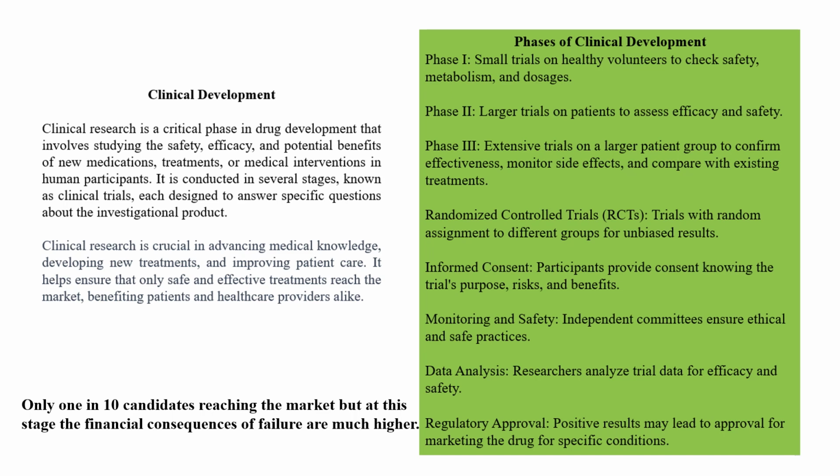And another type is randomized controlled trials. Here the trials use random assignment to different groups to avoid bias, so that the result comes properly. We should not expect unexpected results.